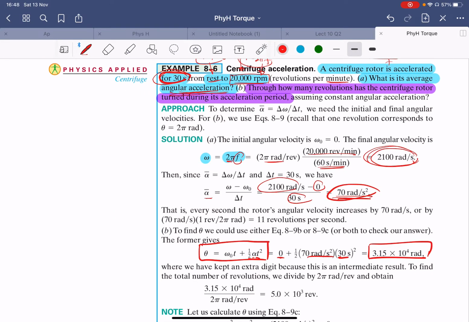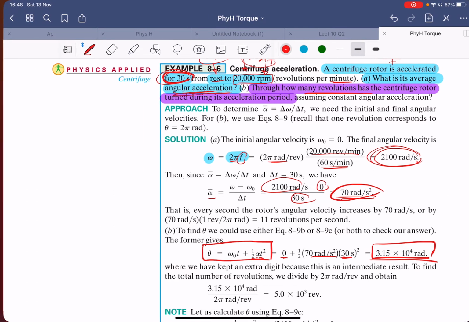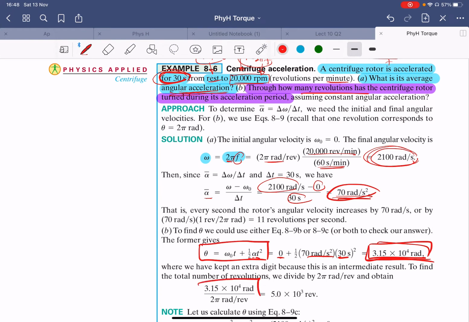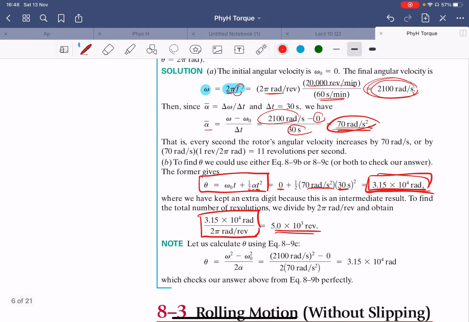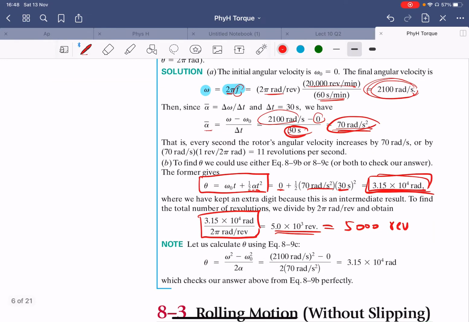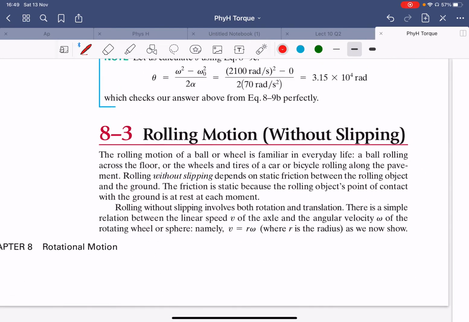Okay, so what was the question asking? How many revolutions? So I can divide this by 2 pi to get the number of revolutions, because one revolution is 2 pi. So take this value divided by 2 pi. Okay, so you get 5 times 10 to the power 3 revolutions, or 5,000 revolutions within 30 seconds. Okay, all right. Now this is another example.